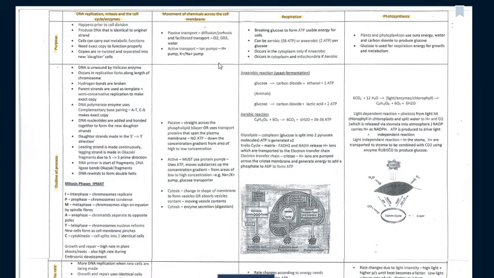Okay, we're now going to look at the second column, the movement of chemicals across the membrane. So the purpose of movement, we've basically got two types of transport, one passive and one active transport. Now, passive transport doesn't require any ATP or no energy. We've got diffusion, osmosis, and facilitated transport or facilitated diffusion.